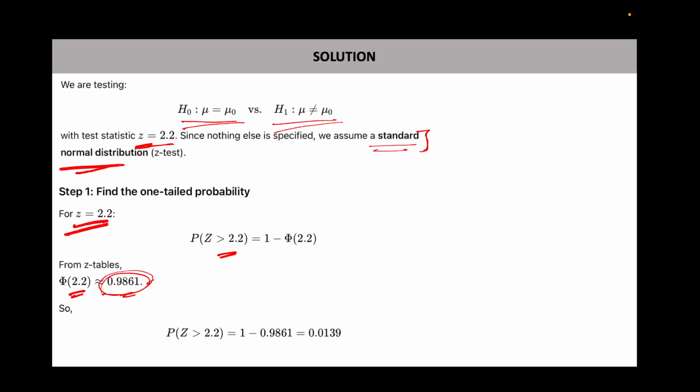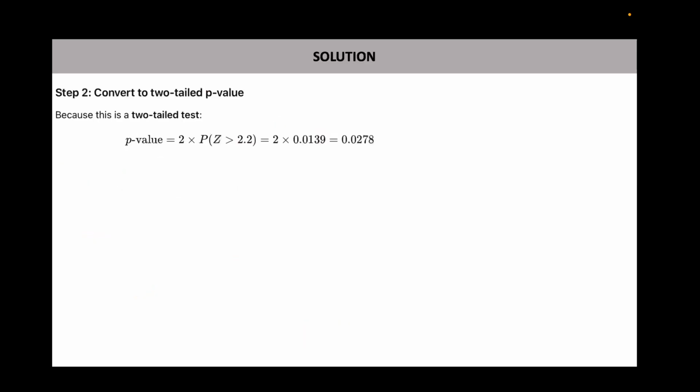Now, if you calculate the probability that z is more than 2.2, it will be 1 minus this value, which is 0.9861, and you get 0.0139. So this is your one-tail probability. Now you need to convert it to a two-tail probability for the p-value.